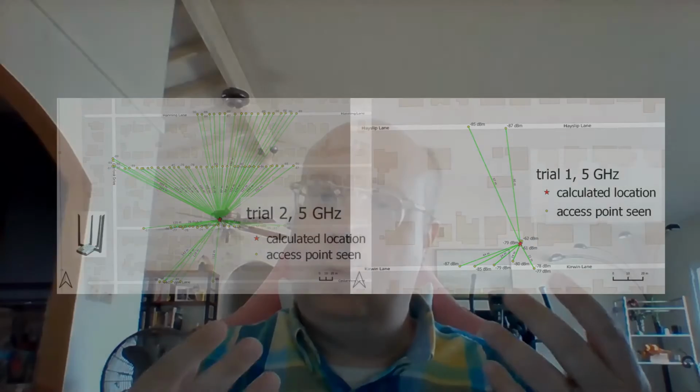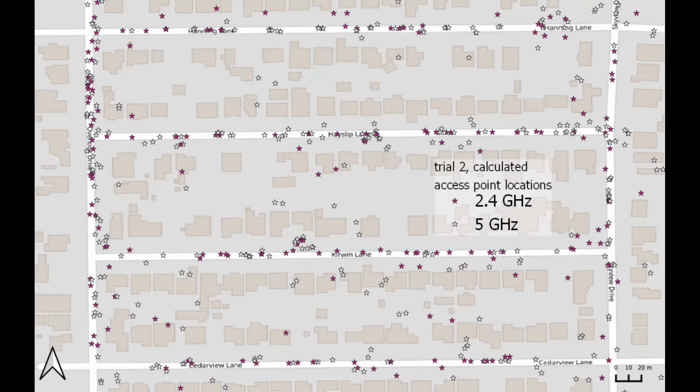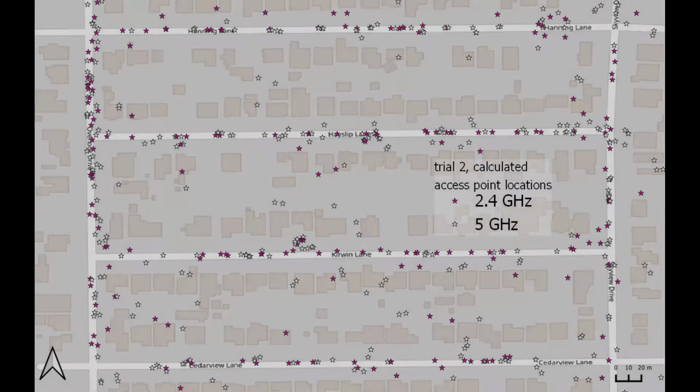After running these new readings through R, this is what I came up with for the access point locations. And I feel these results are better, but still not particularly good. Note how fewer of the access points are concentrated along the street. Although these results are not great, I think they're good enough for my application, which I'll discuss in the next video.